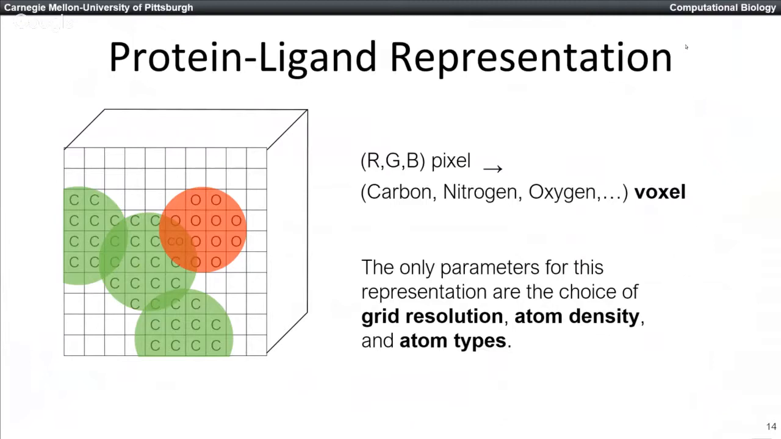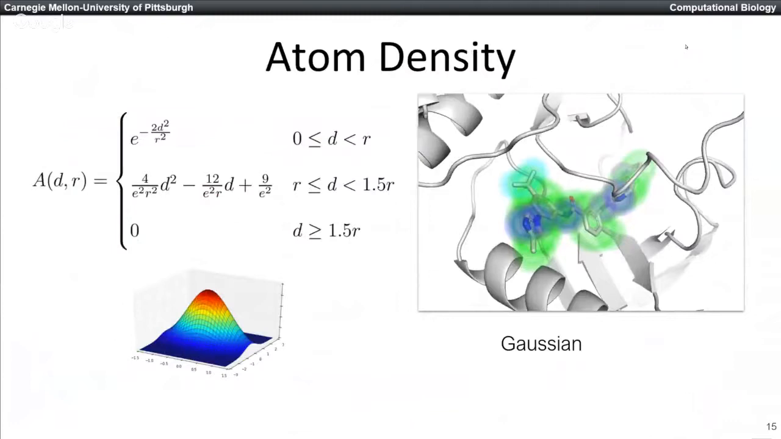Instead of having to pick out specific chemical features that we think are important ahead of time, all we have to do is decide how close we want the grid spacing to be, how we're going to represent atom densities, and what atom types we're going to use. And as it turns out, for some of those things, the model is not even very sensitive to those things that we select, specifically for atom types.